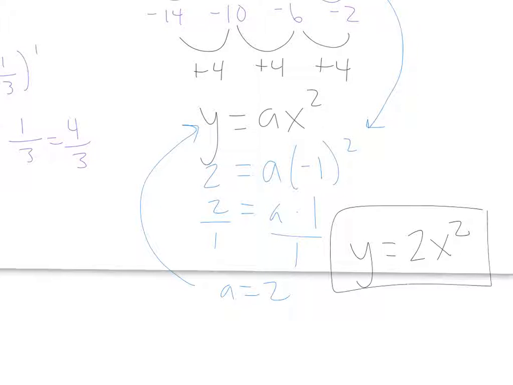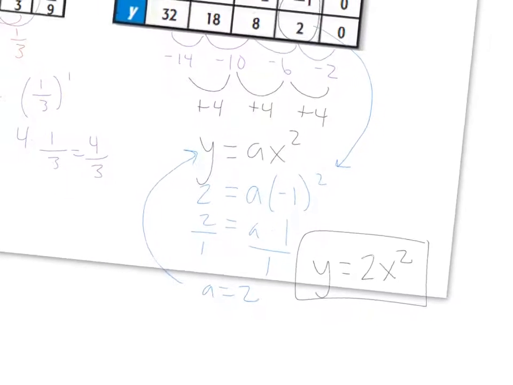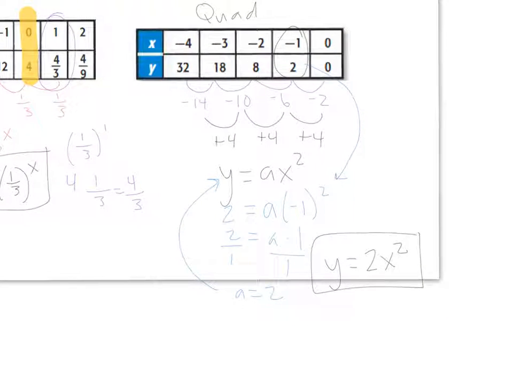Now again, I could go in and plug in any point that I want and make sure it works. So let's go back and look at our table. Let's say I want to plug in -3. So here this would look like 2 times -3 squared. Well, -3 squared is 9, times 2, and that equals 18. Was that the output when I would plug in -3 for my table? You bet, right there. So we know that that equation will work for this table of values.